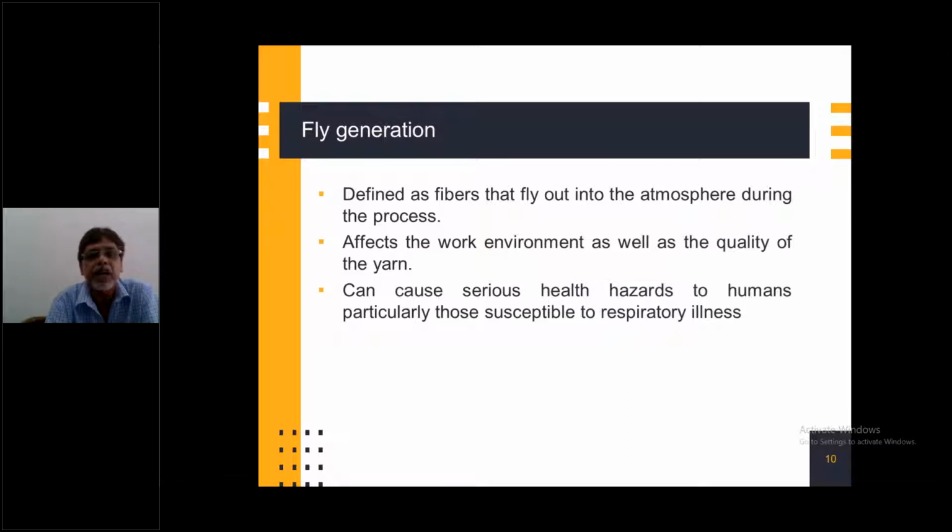Nowadays people are very much concerned about the working environment. Irrespective of the best machine you are using, if you work with spun yarn, cotton spun yarn, the fly will be inevitable, and the creation of health hazard will also be inevitable in the room where it is working.